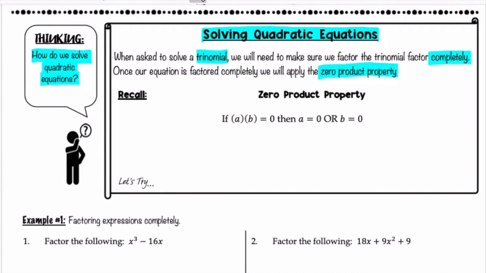What is that property? We can separate each factor and set it equal to 0, which means that each of those factors is going to be set equal to 0. So let us refresh our minds on these types of equations. Let's look at example 1.